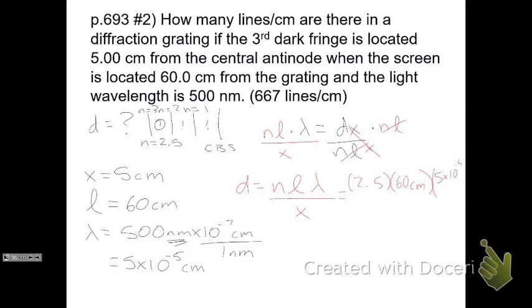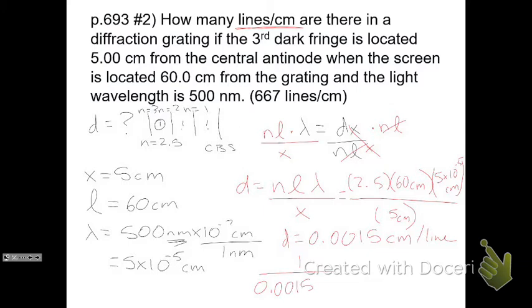And divided by x, which is 5 centimeters. You punch this into your calculator, and you will get a size of 0.0015 centimeters per line. We want to know how many lines per centimeter we have, so we just need to take the inverse of this. 1 divided by 0.0015 centimeters per line gives us a value of 667 lines per centimeter. Okay, all good?